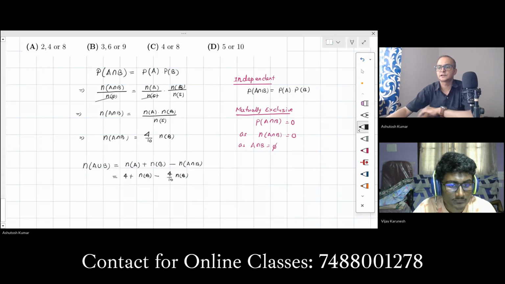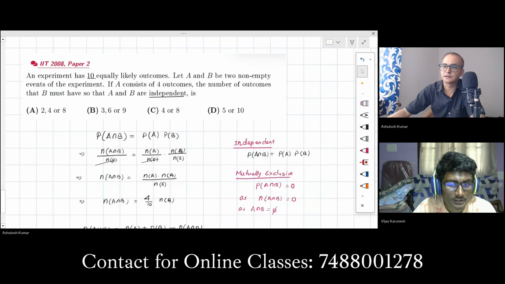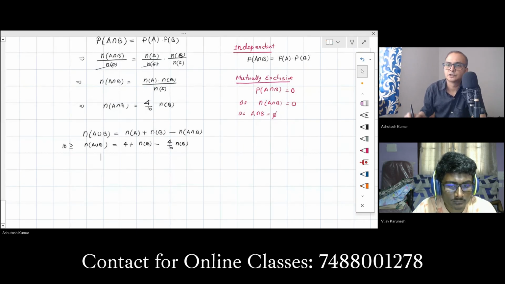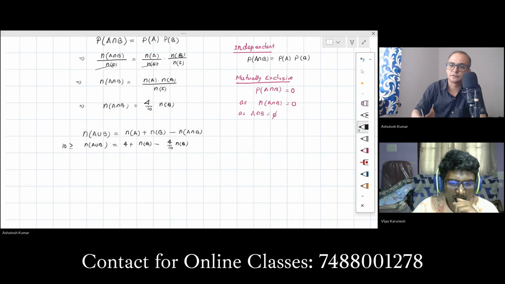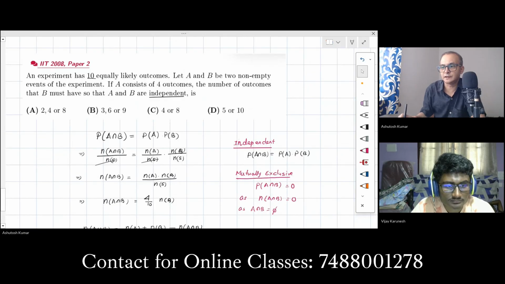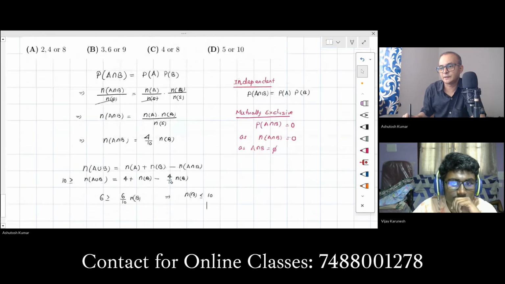Now these total outcomes are what? 10. So this value should be less than or equal to 10, correct? Yes, sir. Then we can get this idea. So what do we get here? 6 is greater than 6 by 10 times n(B). Therefore n(B) is less than 10. But every number is less than 10.